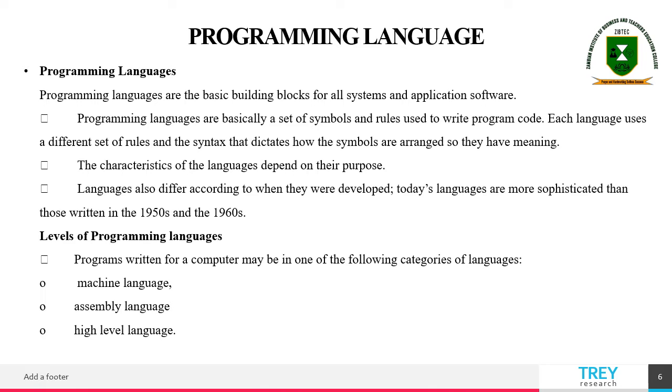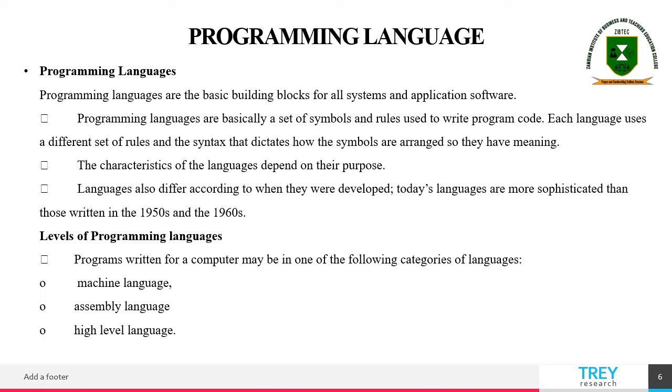So programming languages are basically a set of symbols and rules used to write program code. Each language uses a different set of rules and syntax that dictates how the symbols are arranged so they have meaning. The characteristics of the languages depend on their purpose. Languages also differ according to when they were developed. Today's languages are more sophisticated than those written in the 1950s and 1960s.